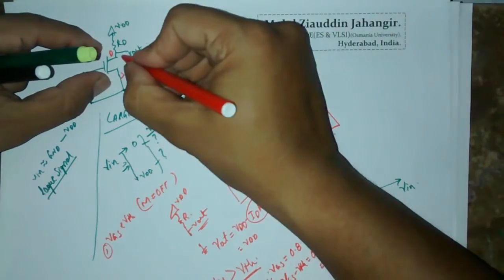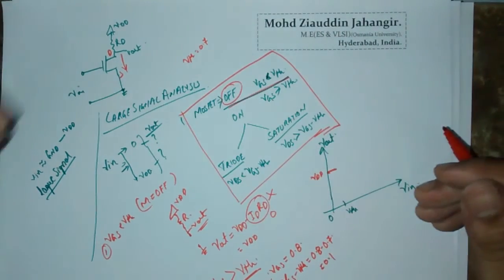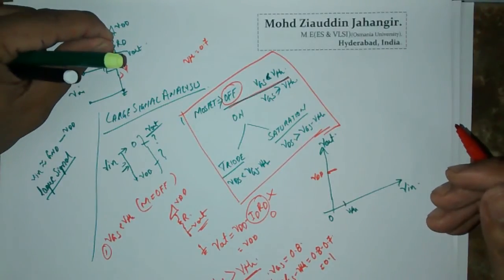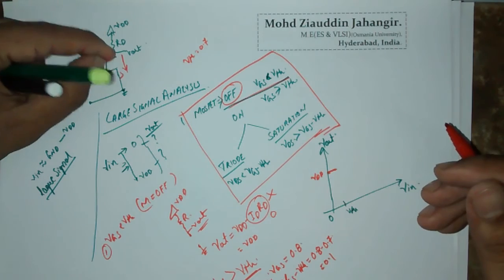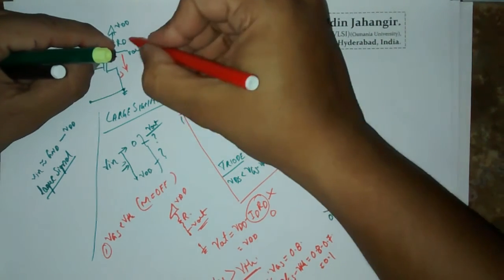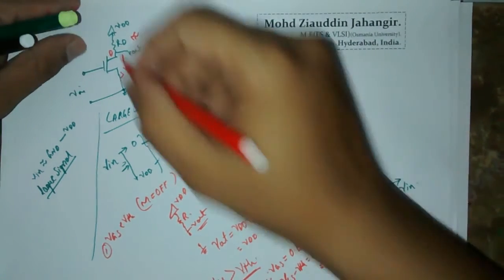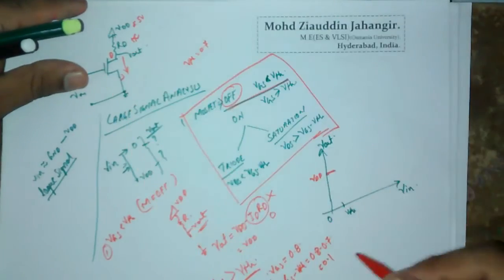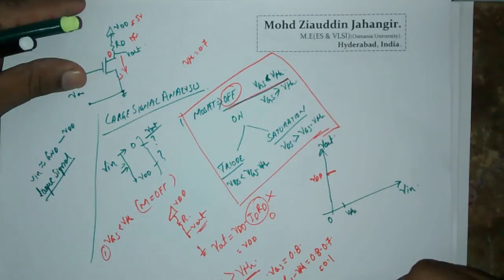And what is my VDS? The current has started. Obviously the current has started, but it is a very small current that is flowing. So that current is going to produce a small voltage drop. So this Vout will be slightly less than your VDD, that means it is approximately equal to your VDD. VDD will be 5 volt or something. Let us assume that it is 5 volt. So your VDS is 5 volts, which is very much greater than your VGS minus VTH.